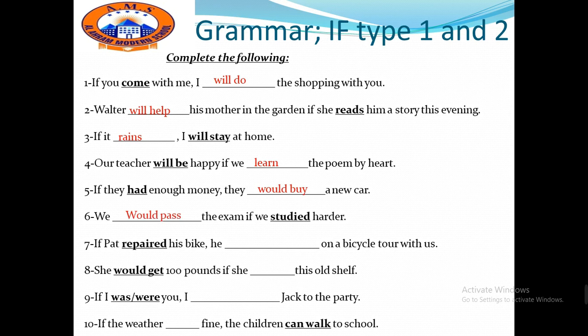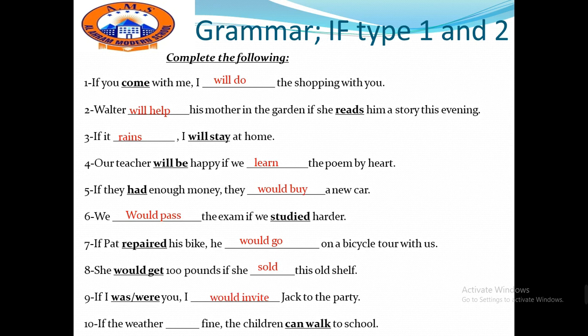If Pat repaired his bike, again, repaired in the past. So we have to use would plus the infinitive. He would go on a bicycle tour with us. She would get £100 if she, think about a verb, if she sold this old shelf. Number 9, if I was you or if I were you, I space Jack to the party. A party, I have to use, of course, the verb invite. So I would invite Jack to the party.